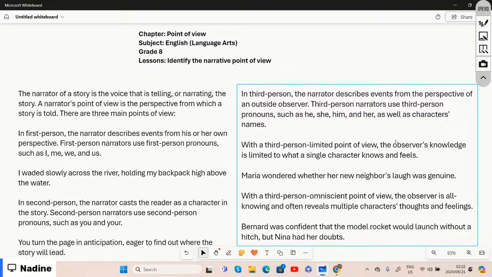All right. So when we have a third person, the narrator of the story is the voice. So in the third person, when you write or when you have a story, if you were to identify the point of view of another narrator in a story, you just look at what the narrator described, how the event is being described from his or her own perspective.